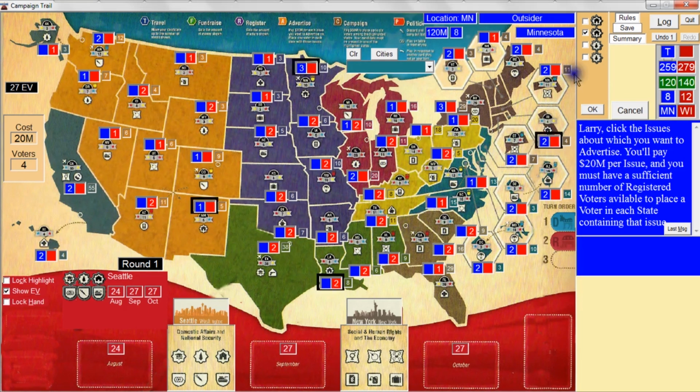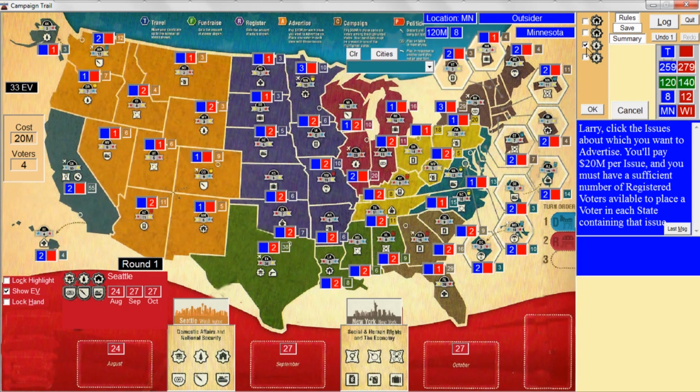On the other hand, I could choose to advertise on conservation. That would allow me to place a voter up there in Alaska. Again, that would tie voters, so it would still be a Republican-held state. I would boost my position in Oregon there. I would strengthen my position in Wyoming, where I'm down 2-0. I would be able to place 1, or if I advertise twice on this issue, I'd place 2 voters in Wyoming and even the odds there, or I would just strengthen my lead in Illinois.